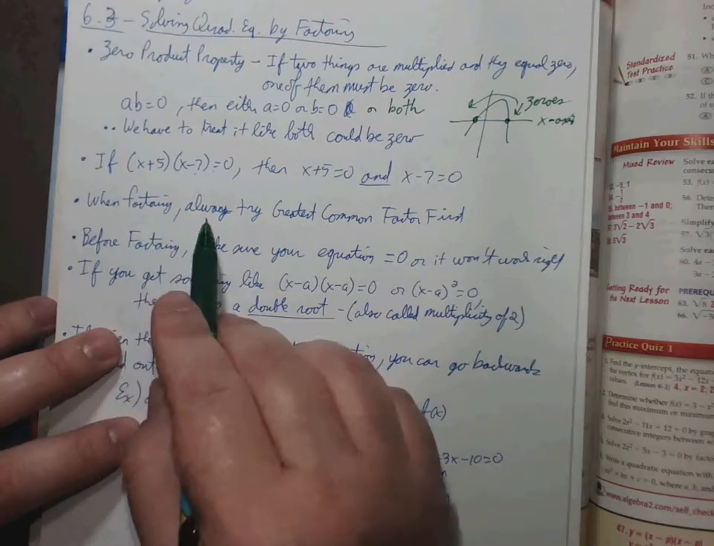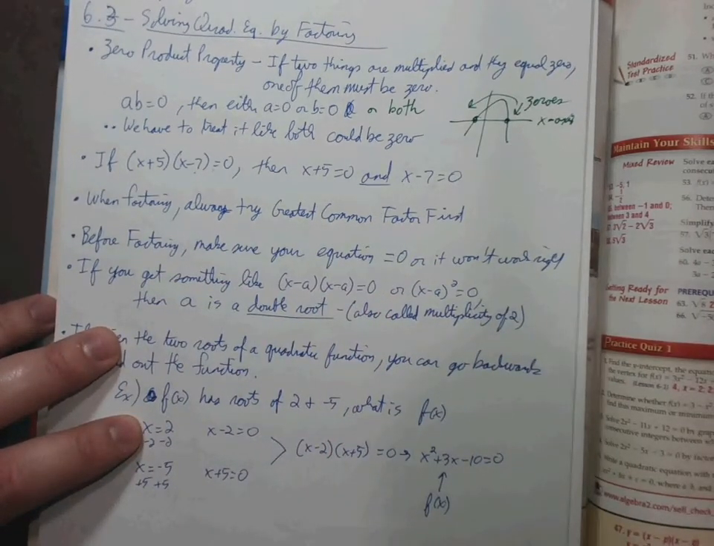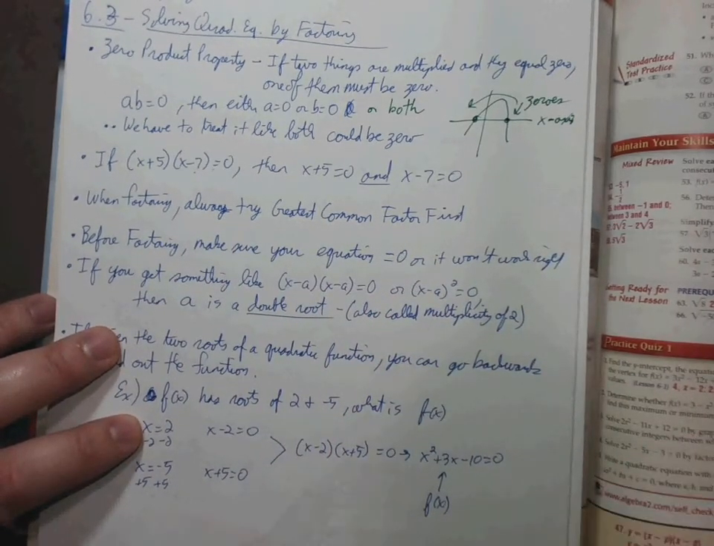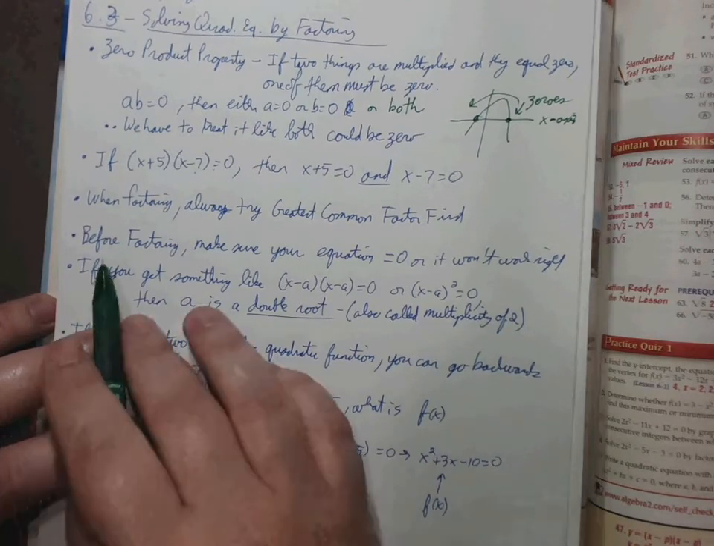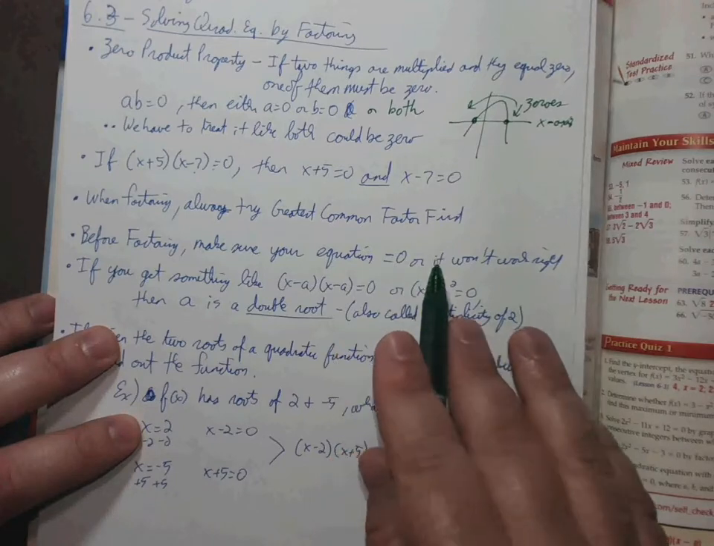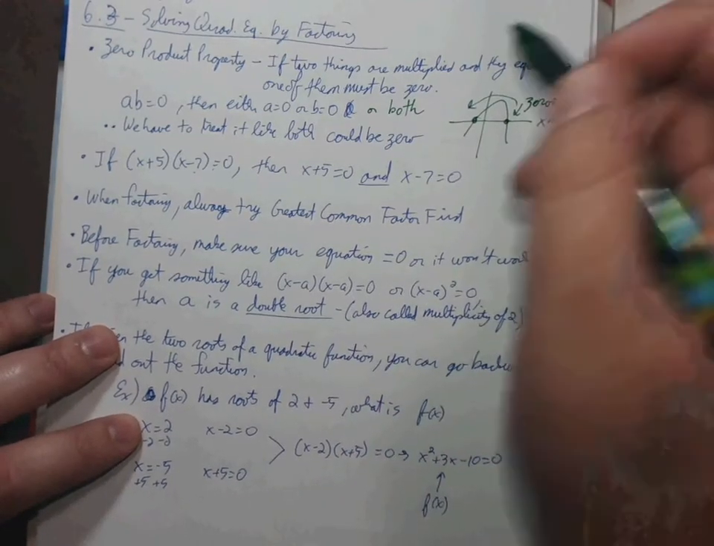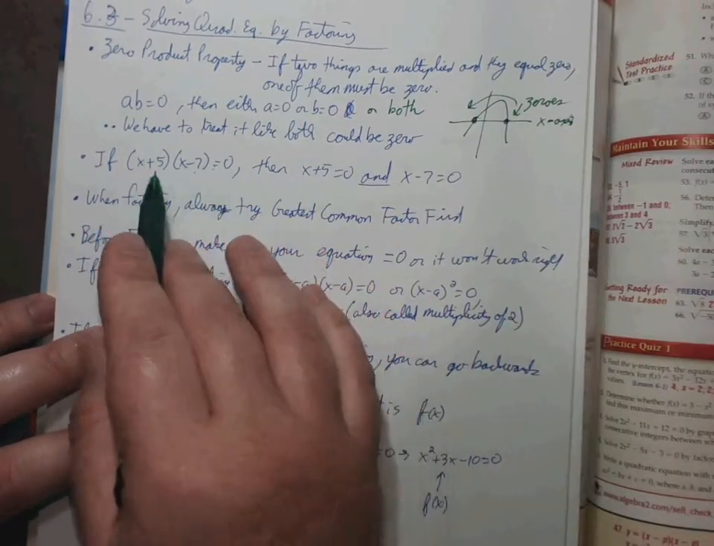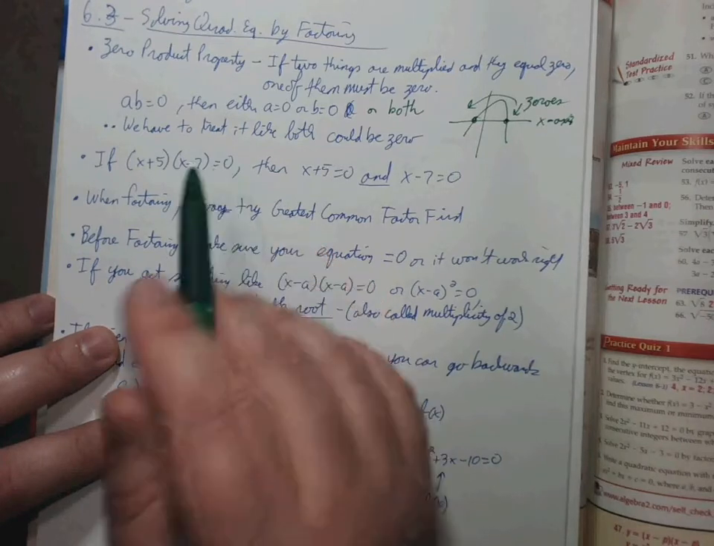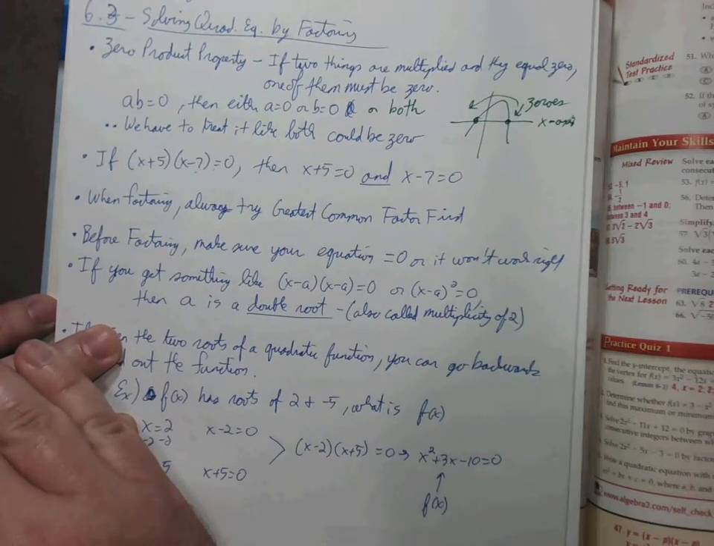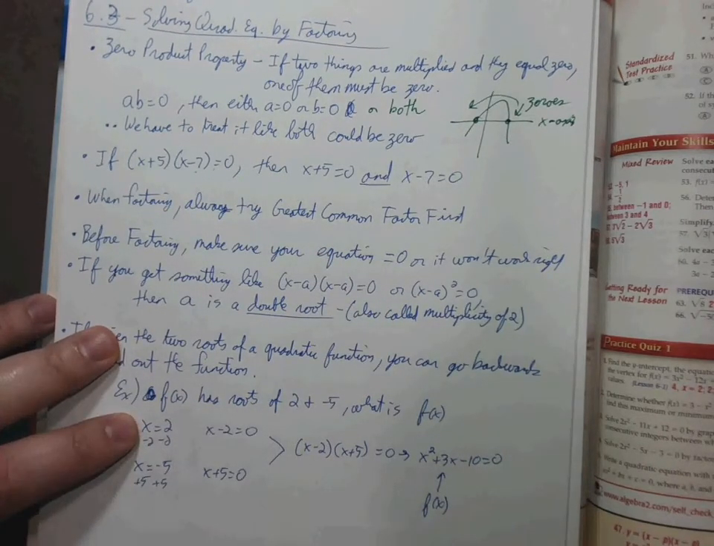Okay, and so when factoring, always try the greatest common factor first. You always look, do they all have something in common? Okay? Then before factoring, you make sure your equation equals 0 or it won't work right. You have to get everything to the other side of the equal sign and only 0 on one side. Alright? Otherwise it doesn't work right.